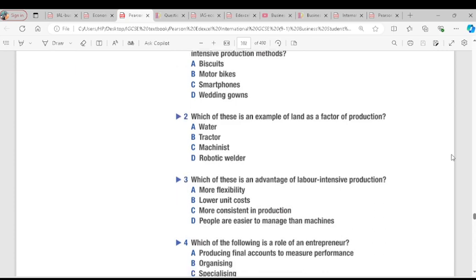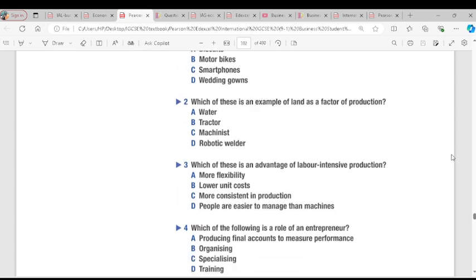Question 2. Which of these is an example of land as a factor of production? A. Water. B. Tractor. C. Machinist. D. Robotic welder. Which of these is an example of land as a factor of production? A, water.